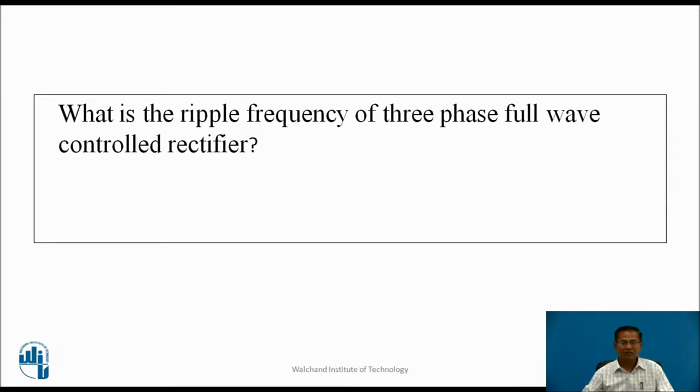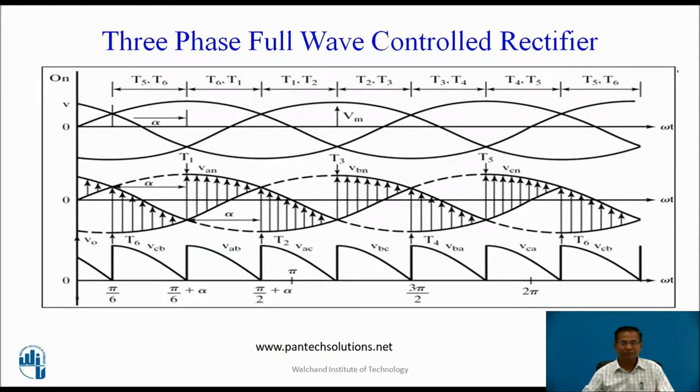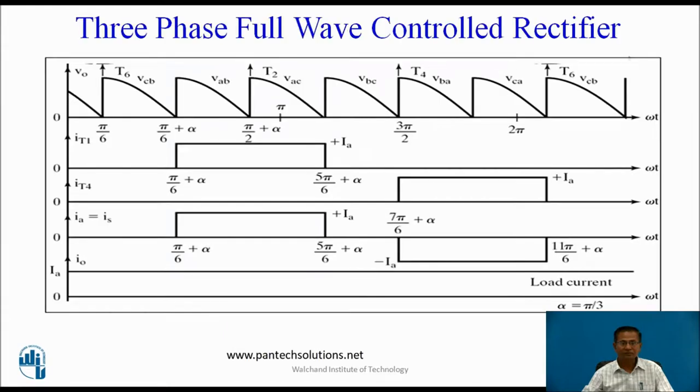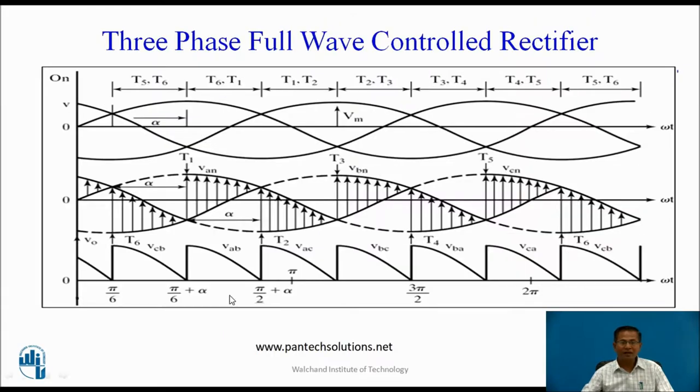What is the ripple frequency of the three-phase full-wave controlled rectifier? For one complete cycle, 6 pulses appear across the load. As an effect of this, the output ripple frequency is 6 fs. Why is this converter called a 6-pulse converter? For one complete cycle, 6 pulses appear across the load. That's why the name is the 6-pulse converter.